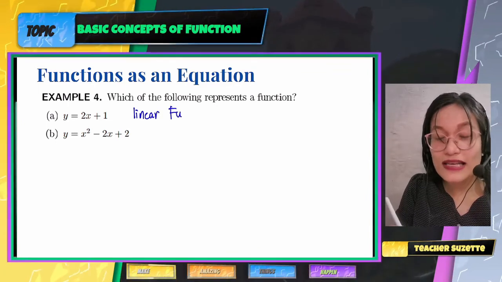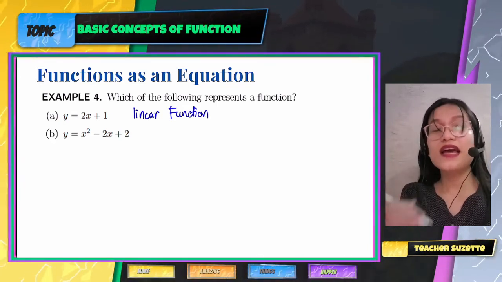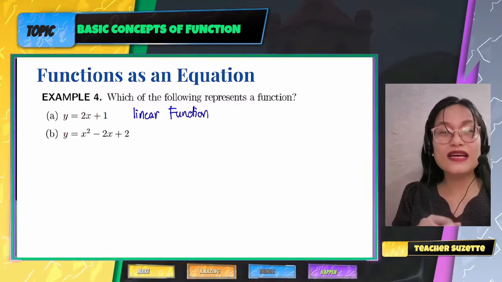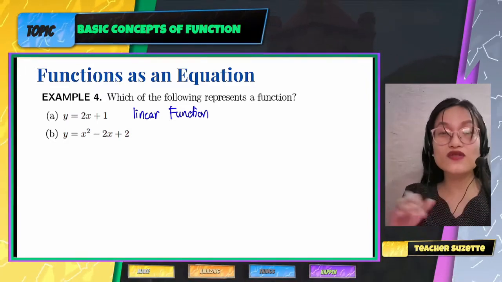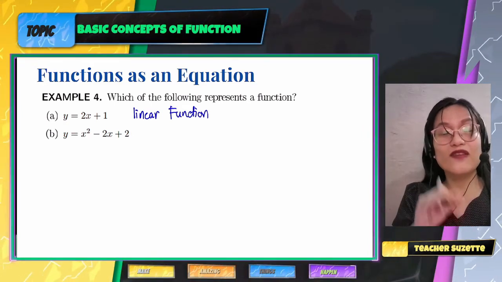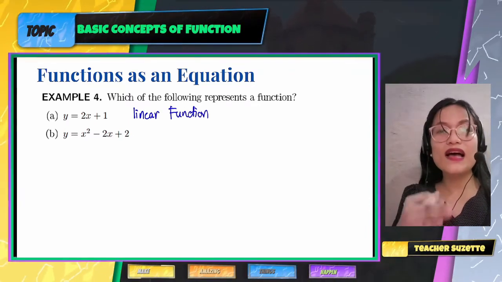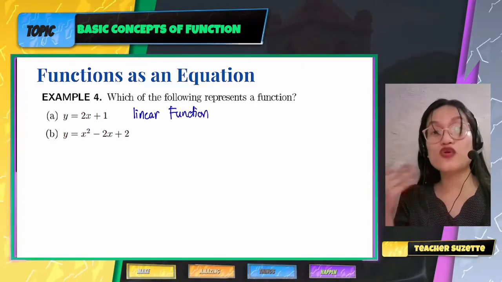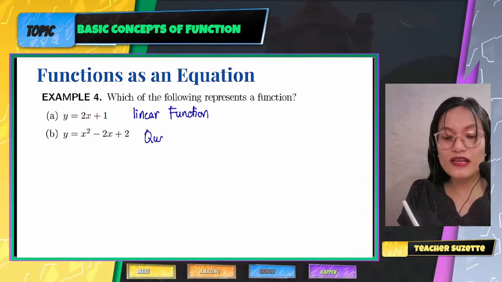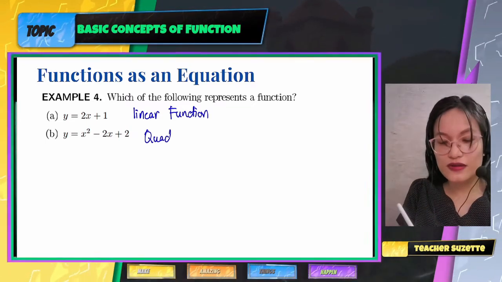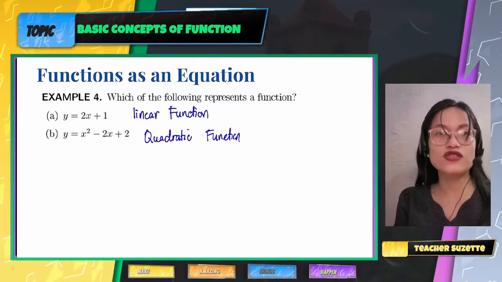So, dahil po ang kanyang graph ay pumasa sa ating vertical line test, therefore, yung kanyang equation din is also a function. So, that is why, ang tawag na sa kanya is linear function. Next, ganun din sa letter B. Kung natatandaan nyo yung x squared minus 2x plus 2, definitely, kahit hindi natin i-graph, alam natin that the graph of this equation is a parabola. And a parabola, kapag tinest natin sa vertical line test, is a function. So, therefore, the quadratic graph or the quadratic equation is also a function. So, therefore, our letter A and letter B are both functions.